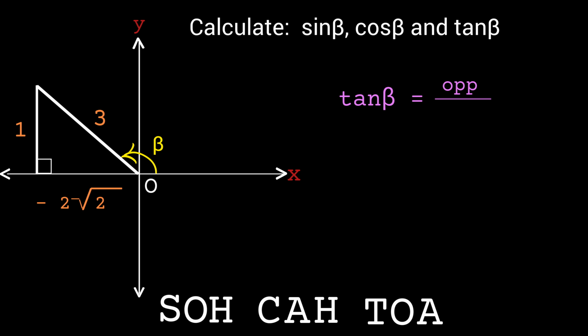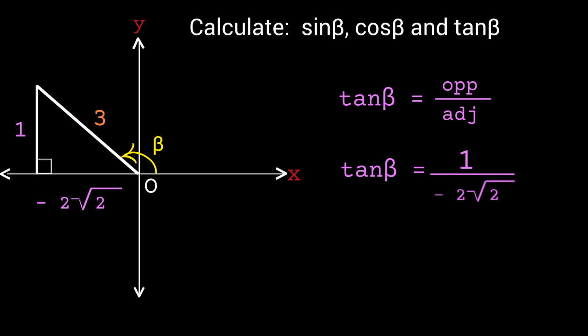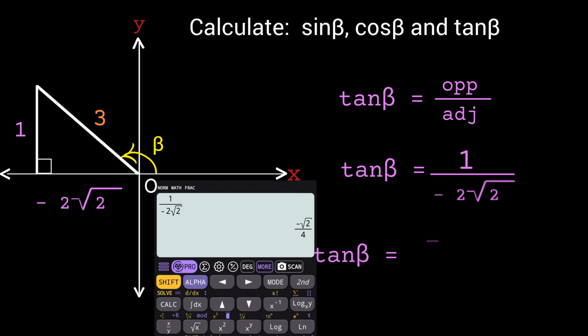Tan beta is opposite over adjacent. The opposite side is 1 and the adjacent side is 2 root 2. When you type that on your calculator, it will give us a negative root 2 over 4, which is our final answer.